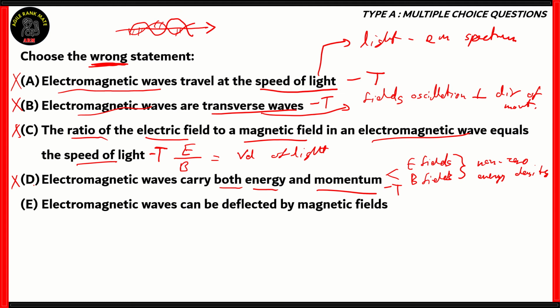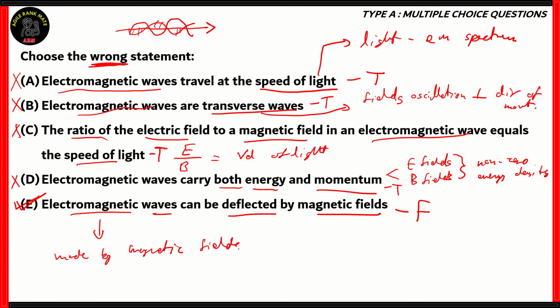Now, by elimination, it's clear that option E is the correct answer, but we need to know whether this is false. Electromagnetic waves can be deflected by magnetic fields. This statement here is false. Electromagnetic waves are created by magnetic fields, but they cannot be deflected.